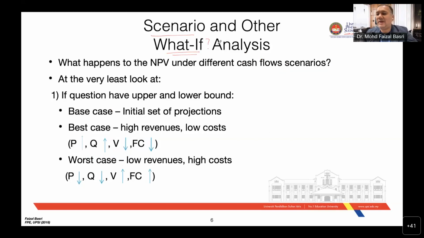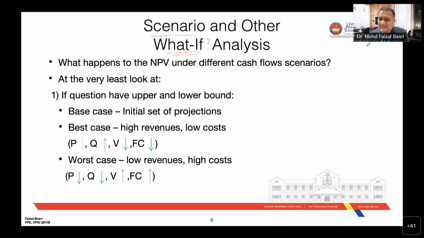So what happens to our NPV if we put in different cash flows? Remember, from the previous video, we just assumed one scenario. We take the figures based on our estimations and we calculate the NPVs. Remember, by the way, when we talk about NPVs for this paper, you might have to use financial calculators, right? And the figures that we use are just based on one assumption. But when we talk about scenario analysis, we have to make multiple scenarios or multiple situations, right?